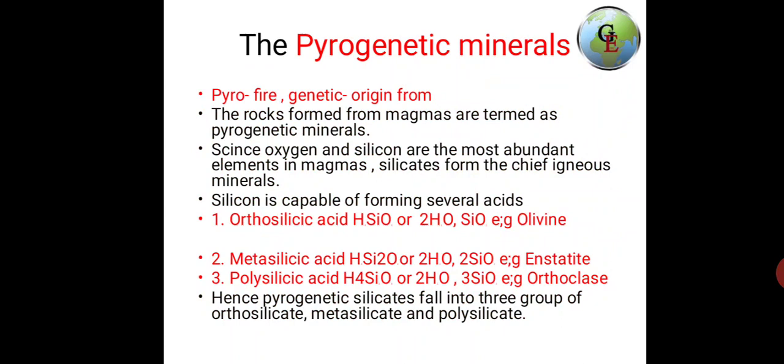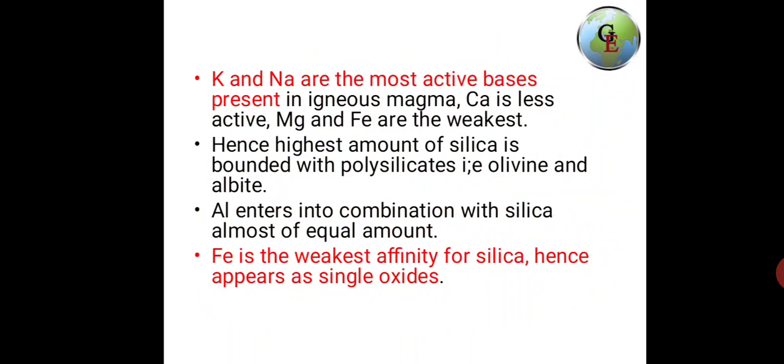Silicon is capable of forming several acids like orthosilicic acid, metasilicic acid and polysilicic acid. Hence, pyrogenetic minerals fall into all these three groups. Potassium and sodium are the most active bases present in igneous magma, calcium is less active, and magnesium and iron are weakest. Hence, the highest amount of silica is bound in polysilicates like olivine and albite.